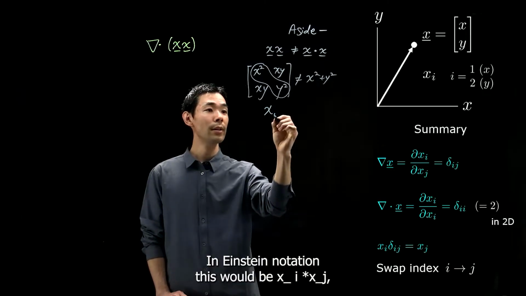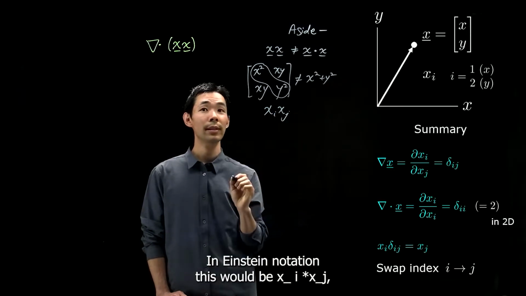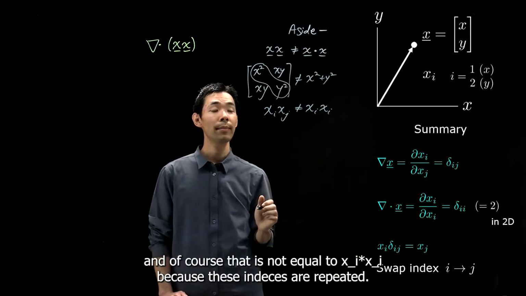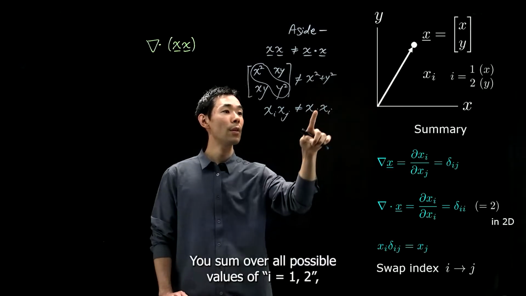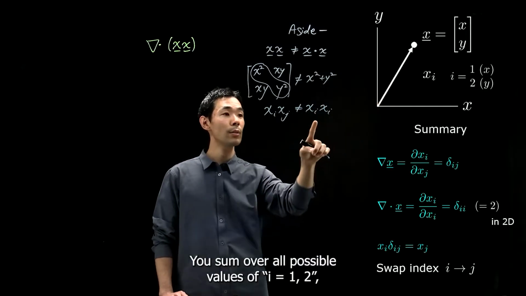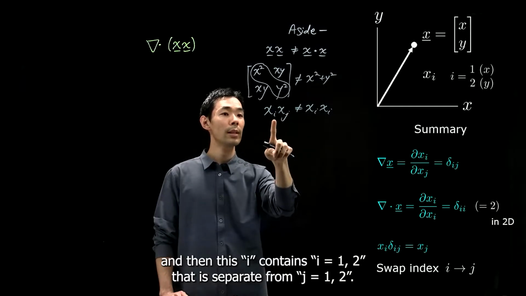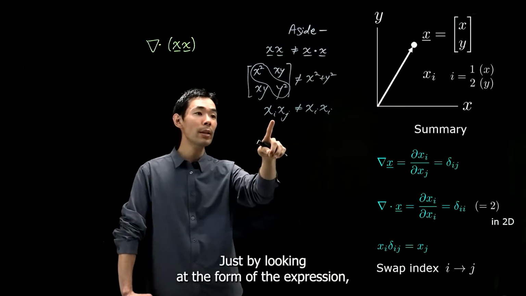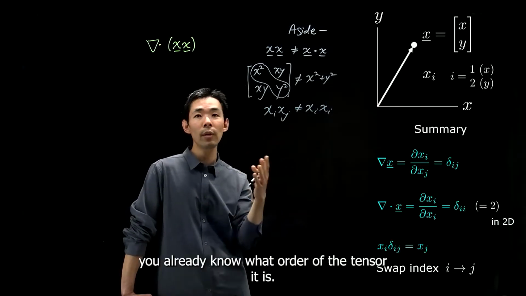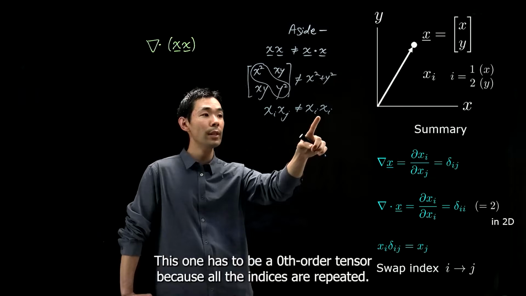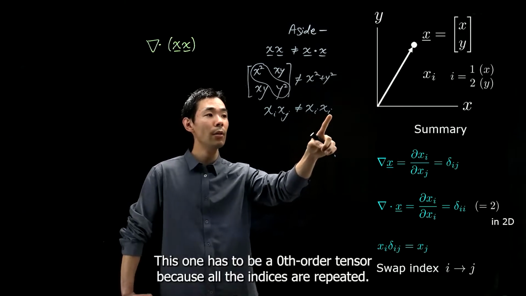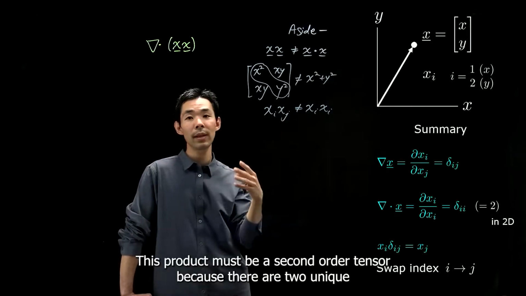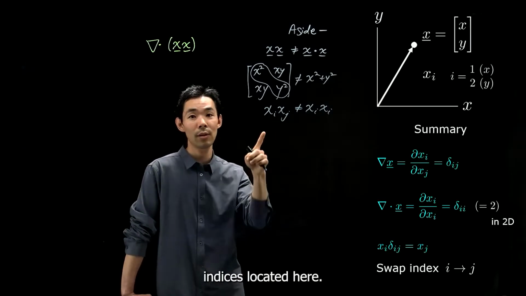So in Einstein notation, this would be x sub i times x sub j. And of course, that is not equal to x sub i times x sub i. Because these are repeated, you sum over all possible values of i, which is 1 and 2. And then this one contains i that can separately be 1 and 2, and j that can also separately be 1 and 2. So just by looking at the form of the expression, you already know what order of the tensor it is. This one has to be a 0th order tensor because all the indices are repeated. In this case, we have two separate indices. This product must be a second order tensor because there are two unique indices located here.